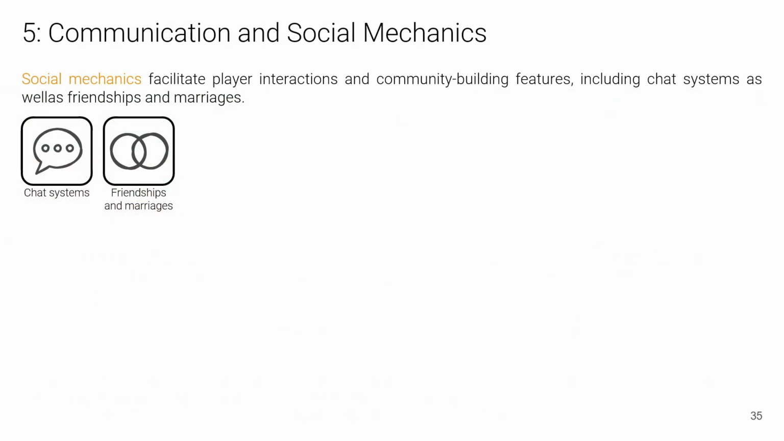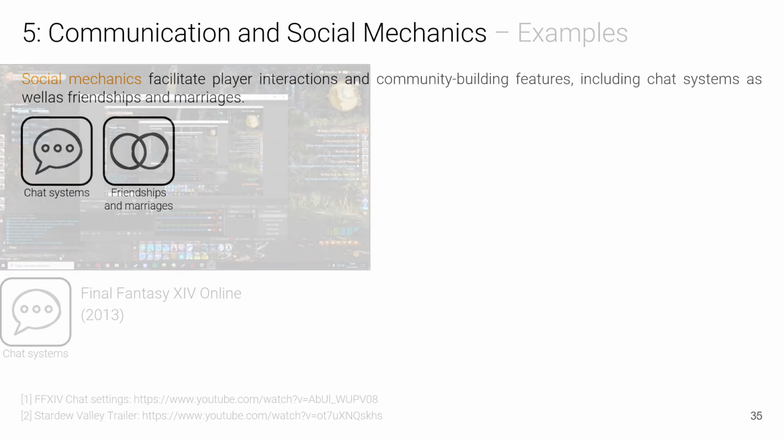Social mechanics facilitate player interactions and community building features, including chat systems as well as friendships and marriages. Chat systems enable real-time communication, coordination, and social bonding among players, while friendship and marriage systems often provide gameplay benefits such as shared resources, cooperative abilities, or special quests, and foster long-term player engagement and connection.